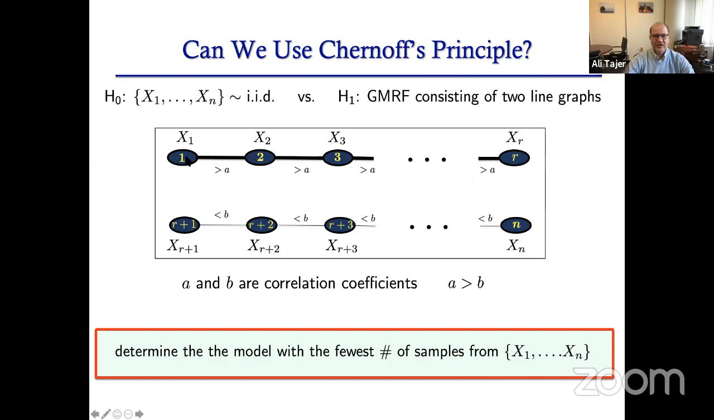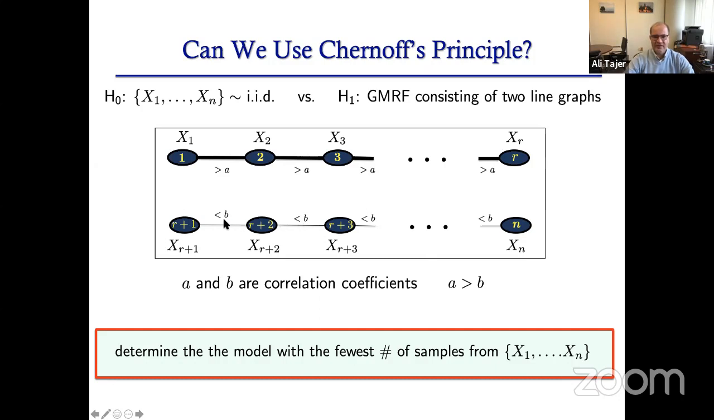Let's say that we have a graph of n nodes, and it consists of two independent subgraphs. Each of these two subgraphs is a linear graph, and we have a Markov dependency structure there, which means that x2 depends on x1, and they are Gaussian Markov with correlation value larger than a, and x3, conditioned on x2, becomes independent of x1 with correlation factor again a between x2 and x3, and up to xr. Likewise, in the other subgraph, we have correlation coefficients that are smaller than b.